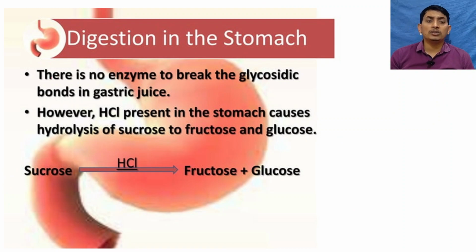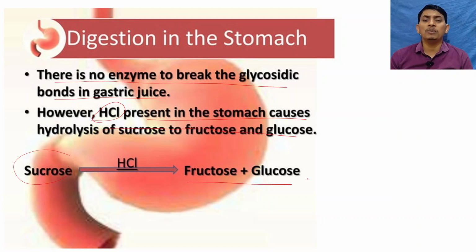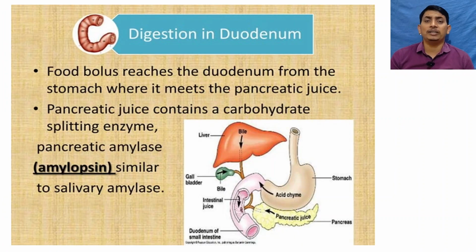Once it passes into the stomach, there are no enzymes to break those glycosidic bonds. So what is a glycosidic bond? The bond which is found between the monosaccharides. So there is no enzyme, so there is no breakdown. However, hydrochloric acid is found in the stomach, which mainly helps the hydrolysis of sucrose into fructose and glucose. Sucrose is a disaccharide, and with the help of hydrolysis it gives fructose and glucose, but still this digestion is not completed. In the duodenum, we'll see that. So in the duodenum, what is happening? So this is called the duodenum.